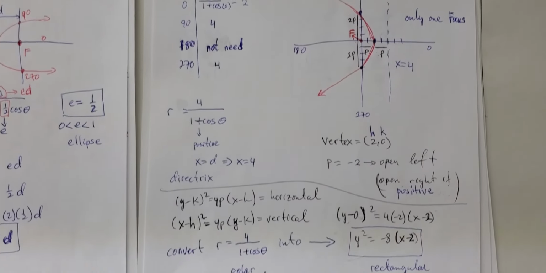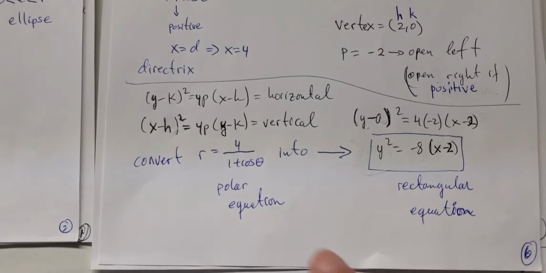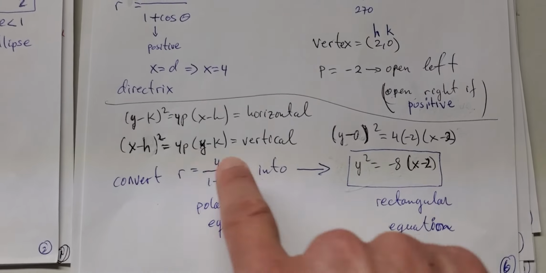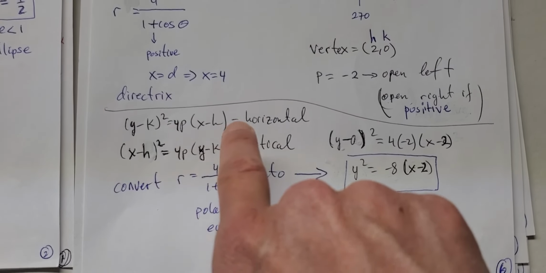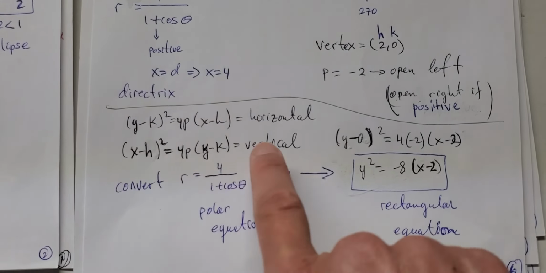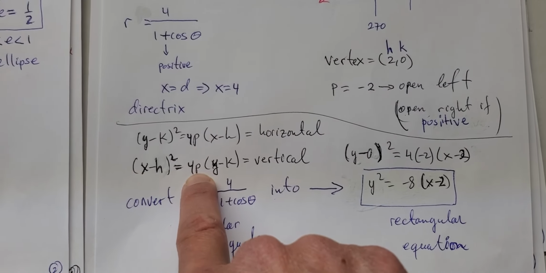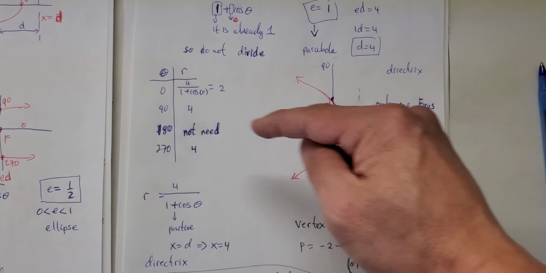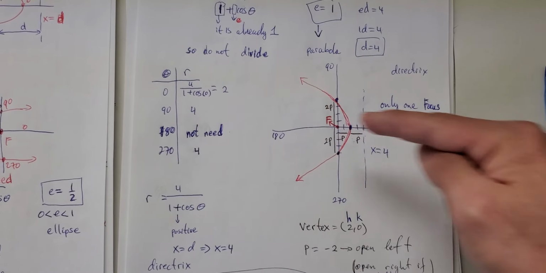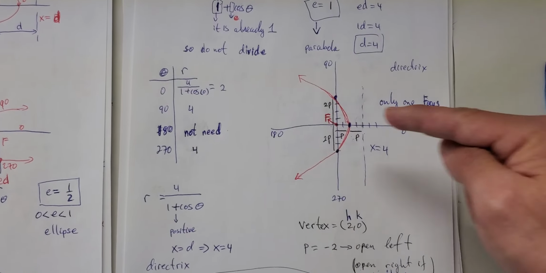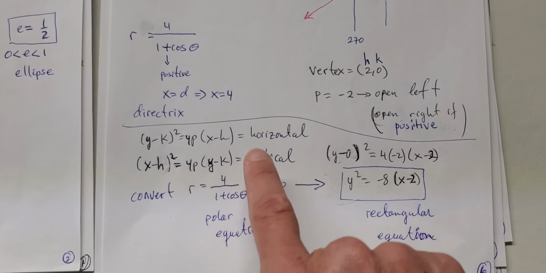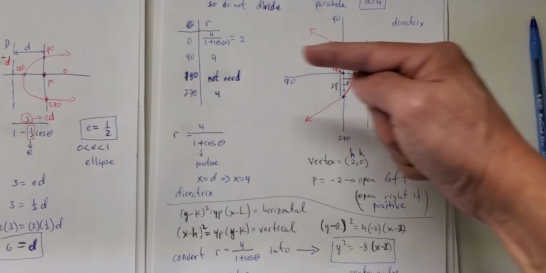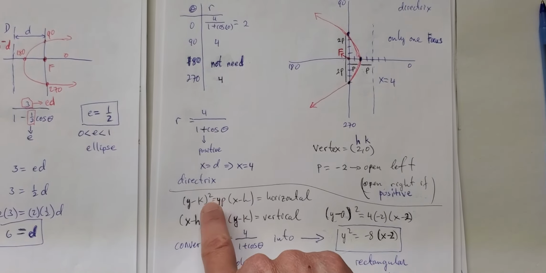To convert a polar equation into a rectangular equation, you need to use these two forms. If it's horizontal, you use this form. If it's vertical, you use this form. If you look very carefully, our graph is horizontal, so we use this form.